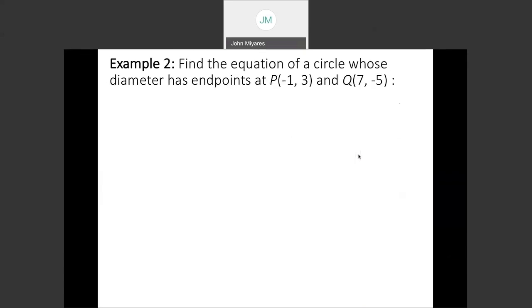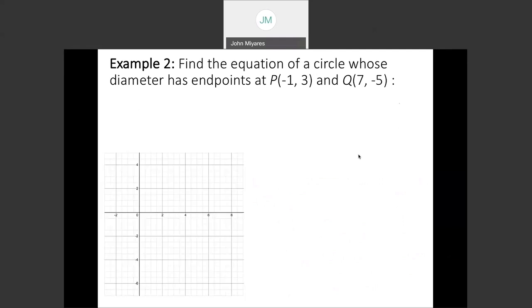So here's our second example. Find the equation of a circle whose diameter has endpoints at (-1, 3) and (7, -5). In this case, I probably want to draw a picture of this first because in order to find the equation of the circle, I need to know both the center point and the radius, and I don't know either one. So first I'll get out a graph and I'll plot the two endpoints of the diameter at (-1, 3) and (7, -5). Then I will connect the 2 points with a line segment like so.